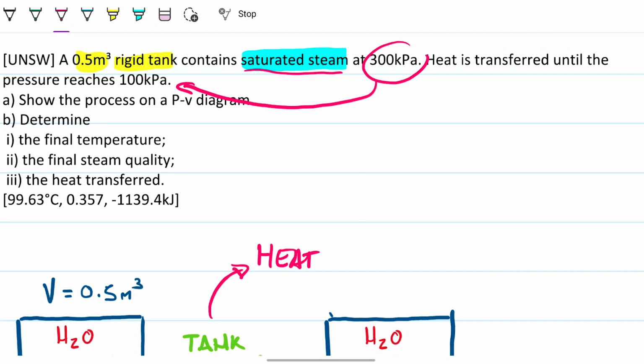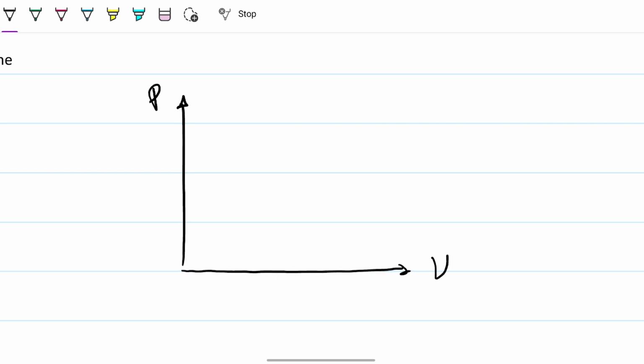So what we need to do is show the process on a PV diagram. That stands for pressure and specific volume. Let me draw a semi-straight line here. This is the pressure line P, and the specific volume is going to go here. The pressure is in kilopascals, and we're going from 300 to 100. That's what's said.